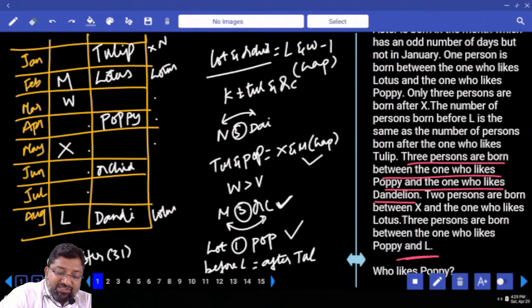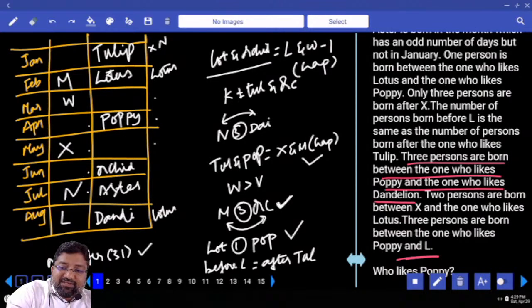N is equal to aster and is supposed to be in the month which is having 31 days. N equals aster. Where is the possibility? Only one place is visible. What is it? July. N is equal to aster. Next, how many people should be between N and daisy? 3 people. So it has to be above. Who likes daisy? W has to like daisy.